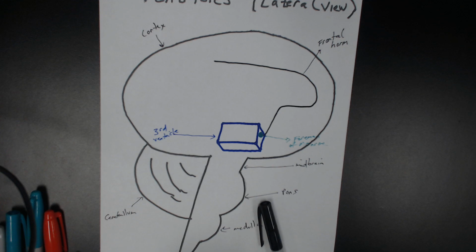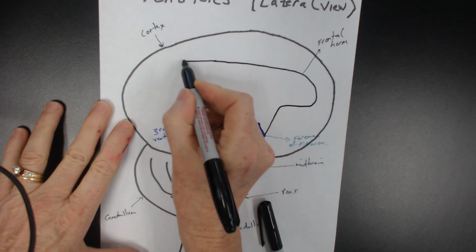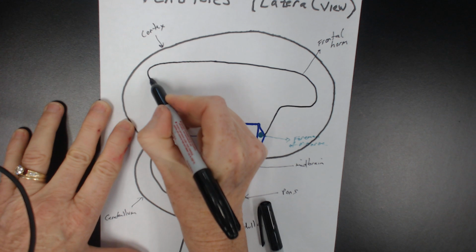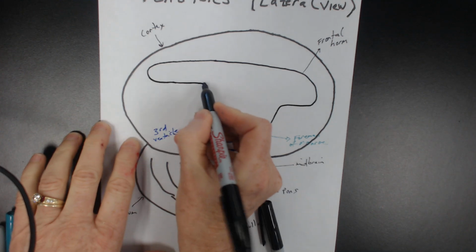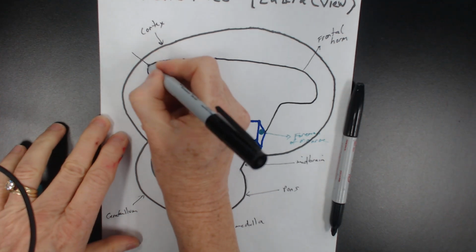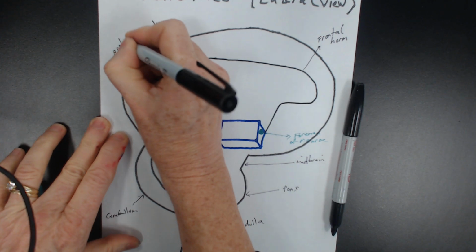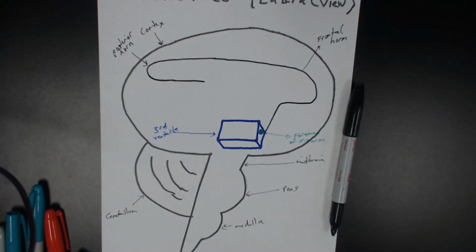So we've got the frontal horn there, and then we come all the way back, and we're going to have this other horn here that's in the back. That horn is going to be here, and this is called your posterior horn of the lateral ventricle. And what do you think that horn is responsible for? Which brain lobe? Occipital, yeah.